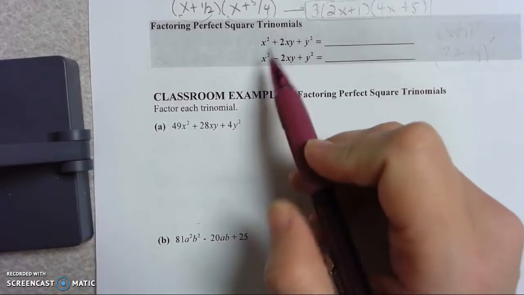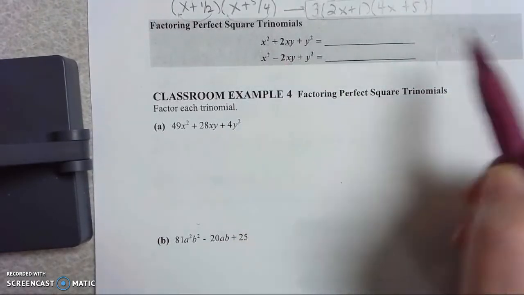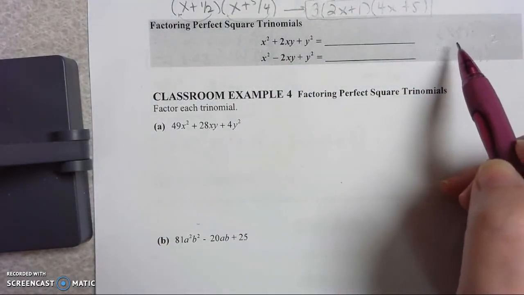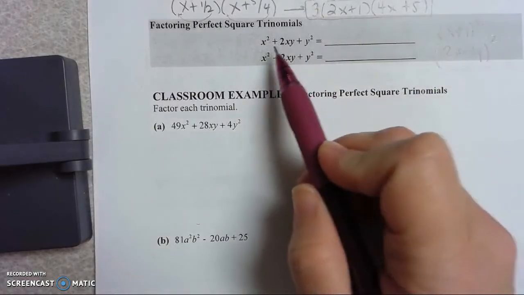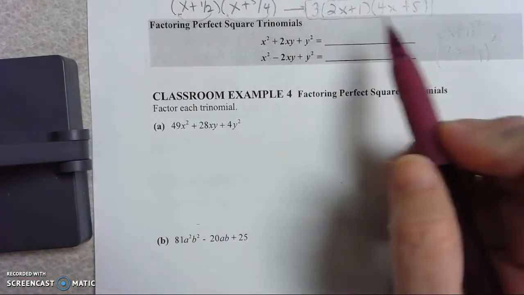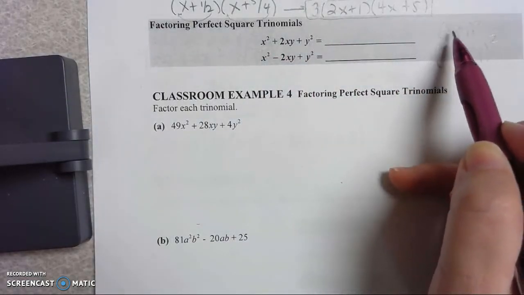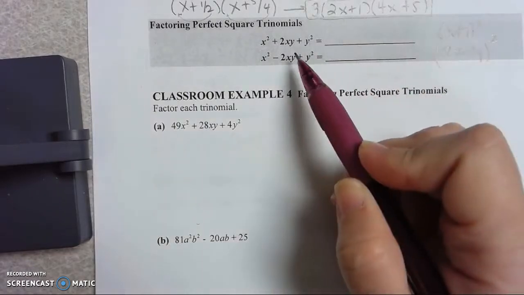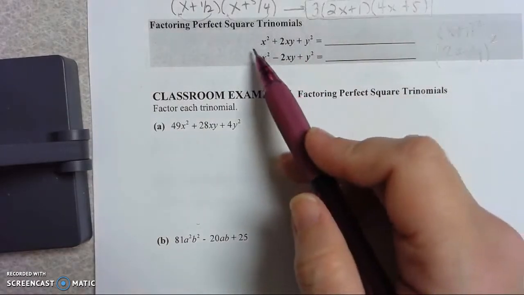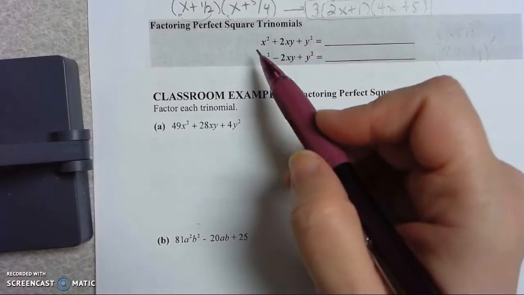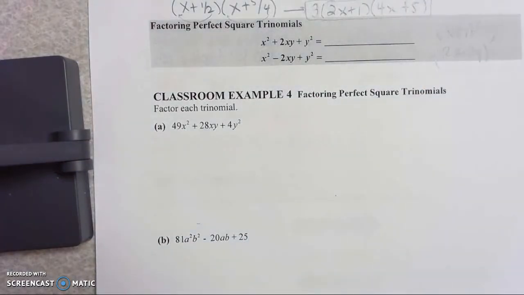Because always in a perfect square trinomial, the two terms in the binomial, if you square them both, you get the first term and the last term. Then if you multiply the two terms together and then multiply it times 2, you'll get the middle term. So if I can recognize that it's a perfect square trinomial, it's a lot easier to factor.